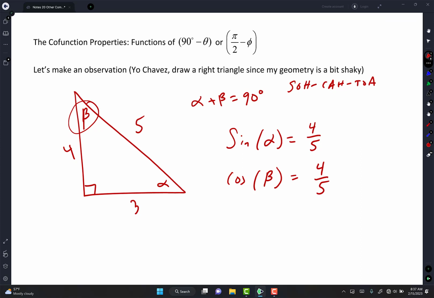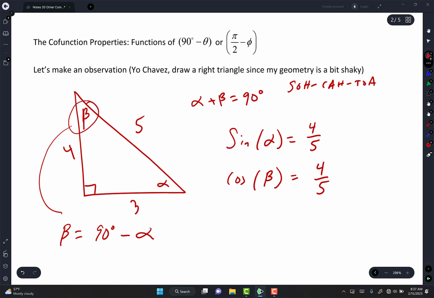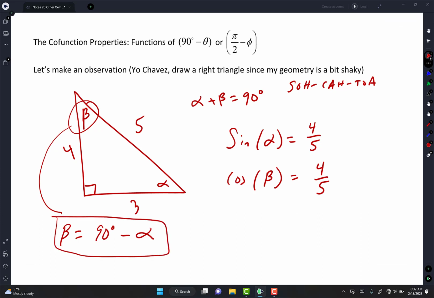Cool? Or not cool? Now, do you agree? Let me see if you guys agree. Do you guys agree that beta is nothing more than 90 degrees minus alpha? Is that a true statement? What do you guys think? Is that a true statement? Yeah, guys, this is 90 degrees, and this is alpha. So 90 degrees minus alpha.